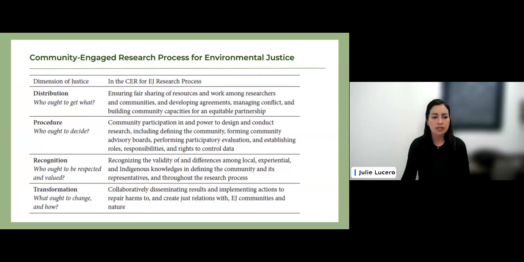And so when we ask ourselves these questions, such as the distribution dimension of justice, who ought to get what, then we're already starting to develop this shared decision-making process around whatever the topic is, how we're going to address the research, what is appropriate for community. And so starting out by asking these questions between the community and the academic partners is really going to set us on a path towards shared decision-making.